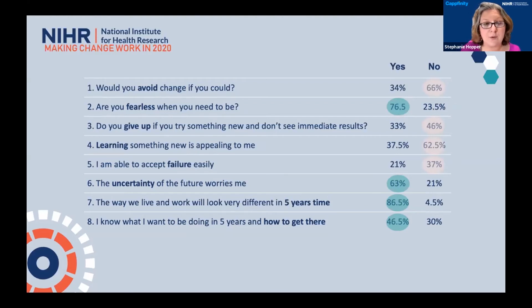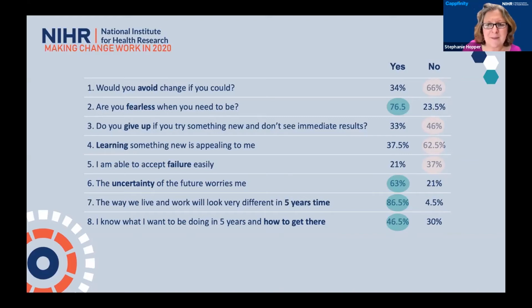The green bubbles on the slide highlight when the left-hand side had a higher response, and the pink bubbles highlight the highest response to the right. I haven't bothered including the maybes on the results here. But the first one is, would you avoid change if you could? And actually, of us who are attending the webinar today, 17% of us said we would avoid change, and 57% emphatically said we would not avoid change.